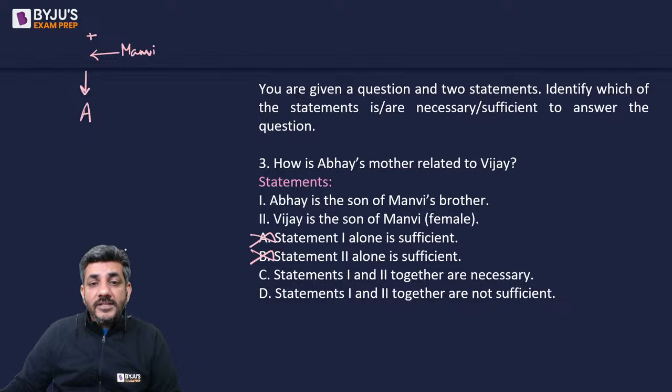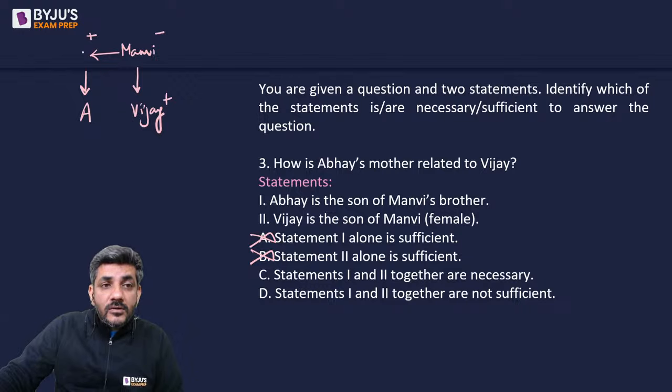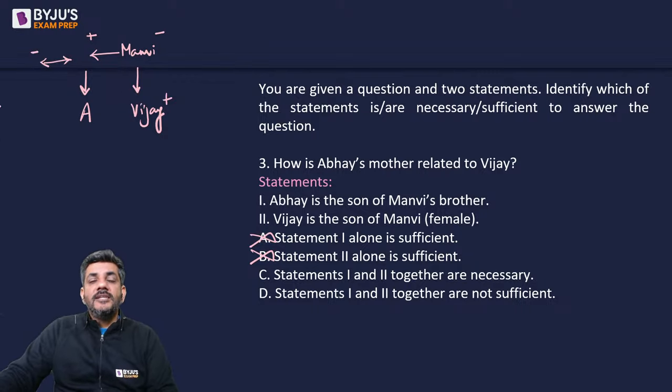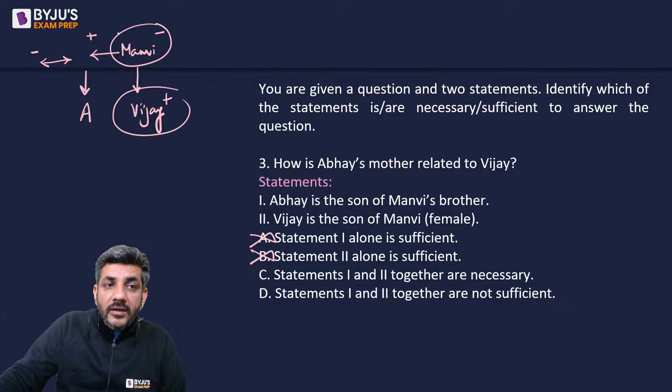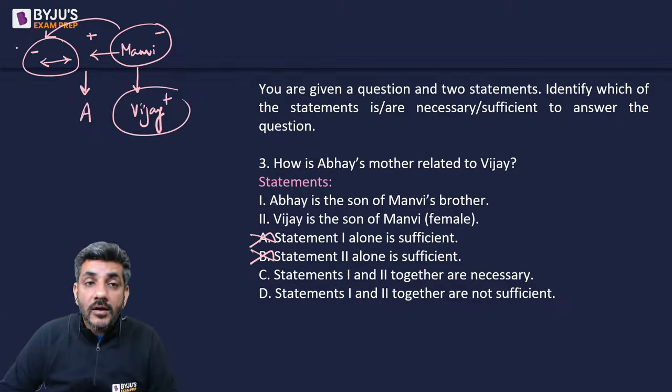Next. Vijay is the son of Manvi and Manvi is a female. So Vijay is the son of Manvi. And Manvi is a female. So this is Manvi's brother. Question is, how is Abhay's mother, who would be this guy's wife, related to Vijay? So Vijay's mother is Manvi and Manvi's sister-in-law is Abhay's mother.